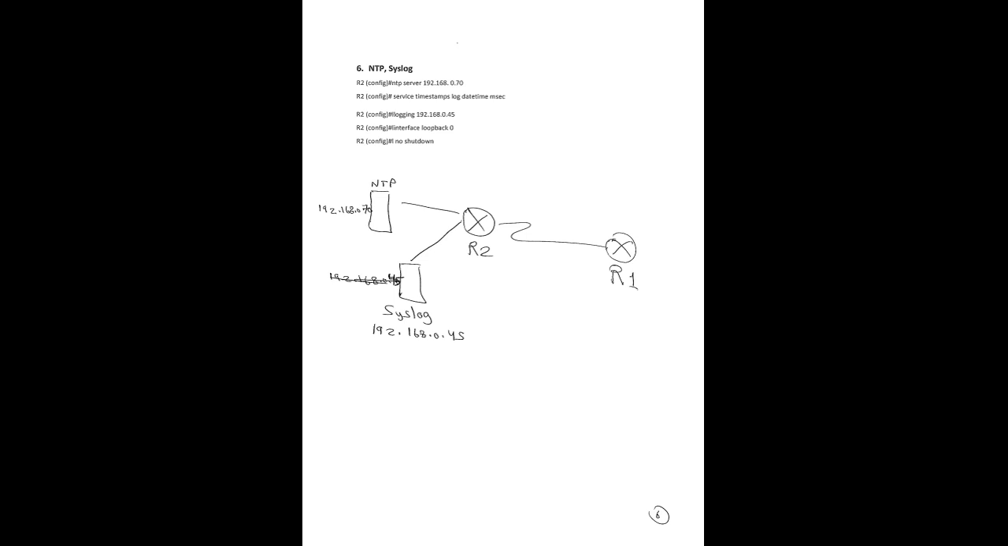First of all, you need to identify your NTP server. So in this case, this is our NTP server. This is the command. Then you need to give the timestamp, service timestamps log datetime msec format. Okay. Then you need also to enable the logging, and you need to identify your syslog server, which is this one. And then you need to generate the traffic. To generate the traffic, simply you can do interface loopback and then no shutdown. All right. So you have to make sure that all these commands are there.